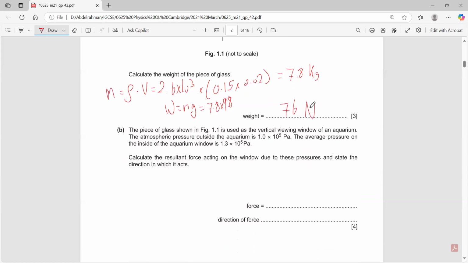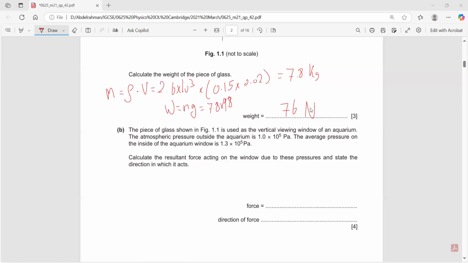The piece of glass shown is used in a vertical viewing window of an aquarium. The atmospheric pressure outside the aquarium is 1 times 10 to the power 5. Inside the aquarium, the average pressure is 1.3 times 10 to the power 5. Can I find the resultant force and the direction of this resultant force? Yes, I can find the resultant force. The resultant force would be force equals pressure times area.